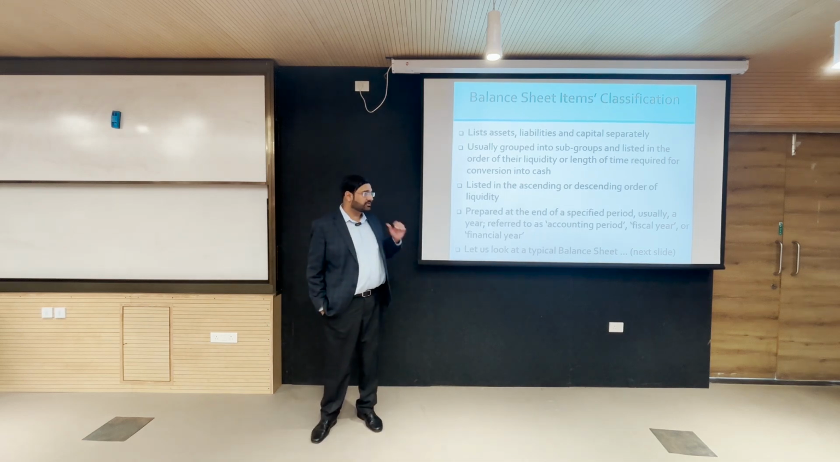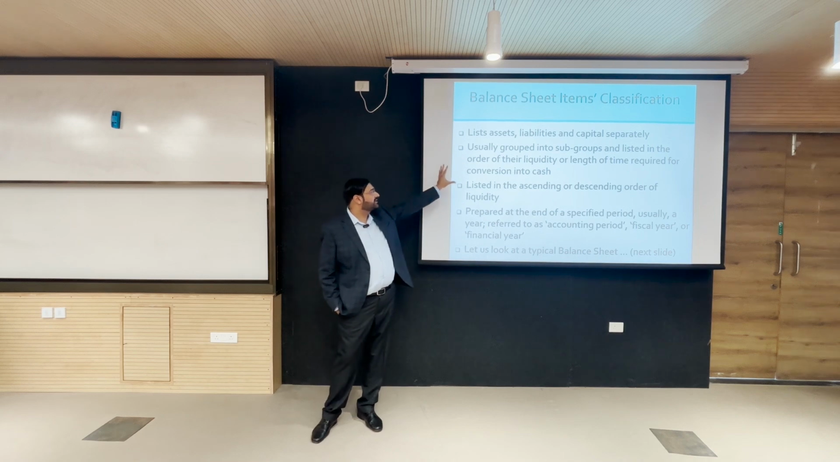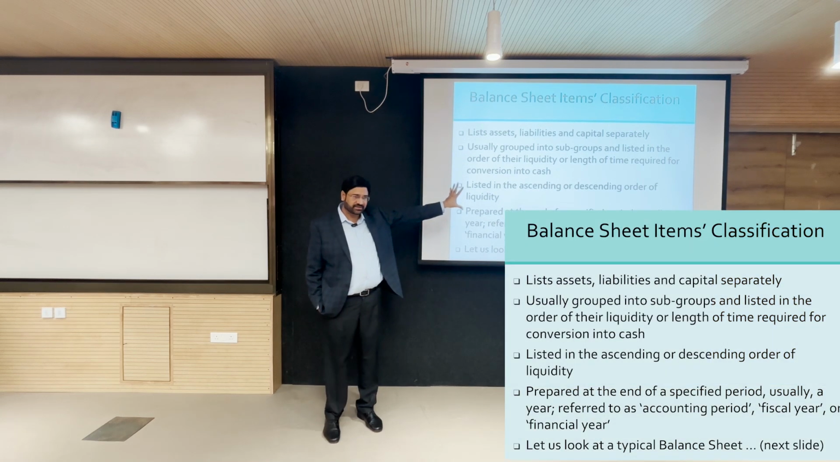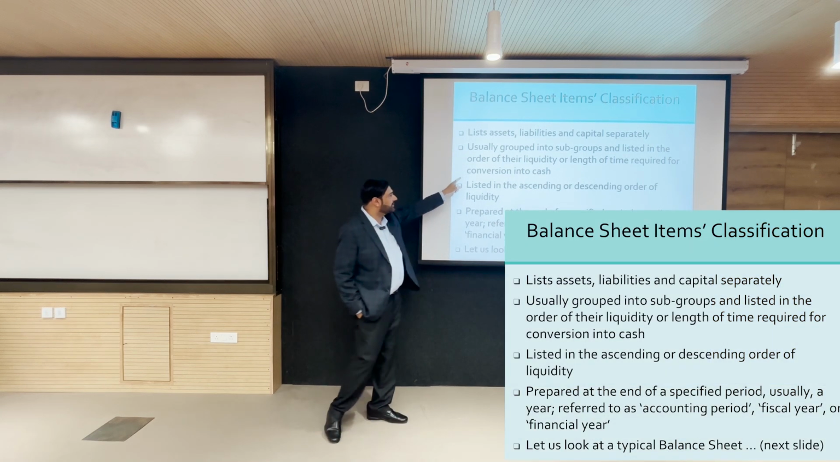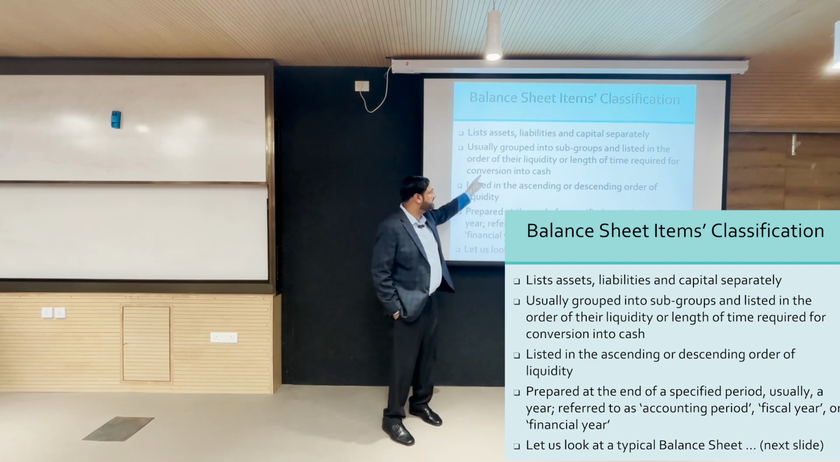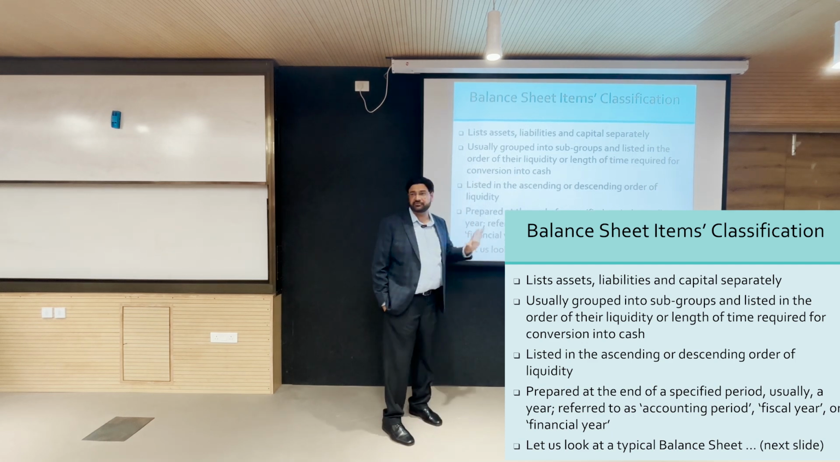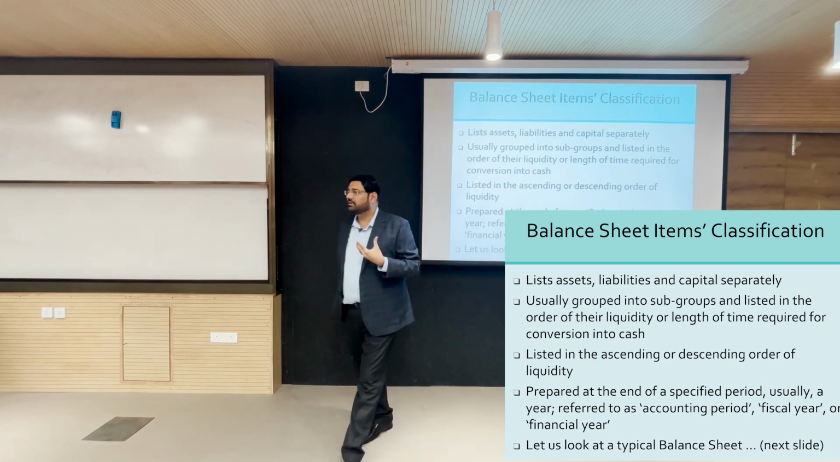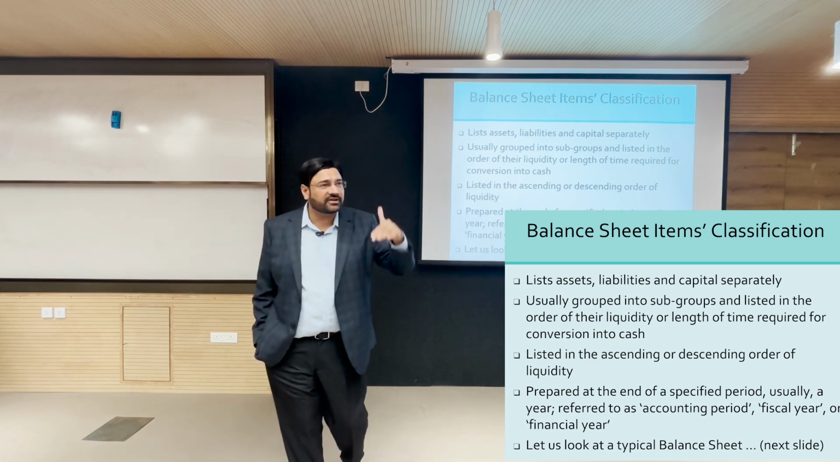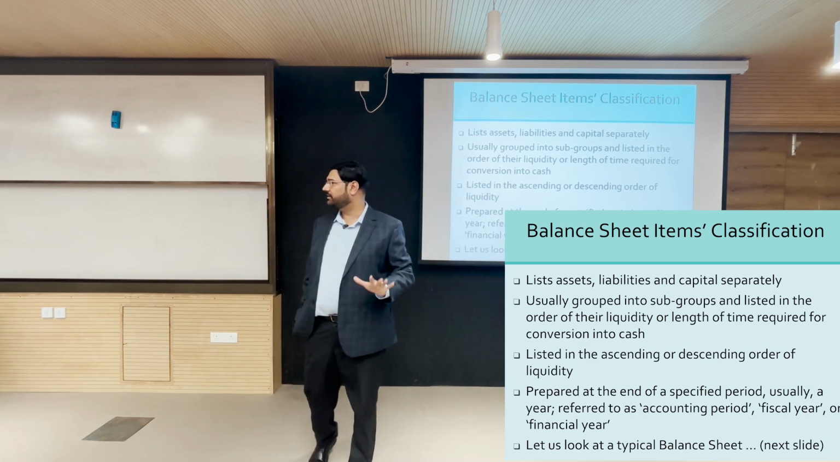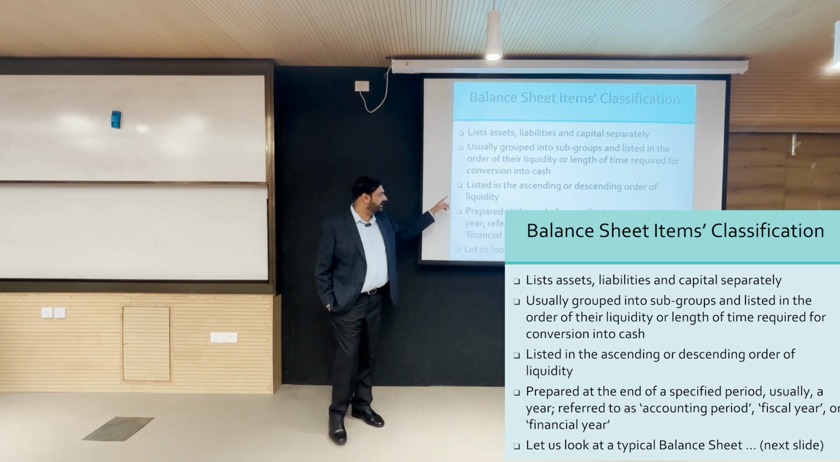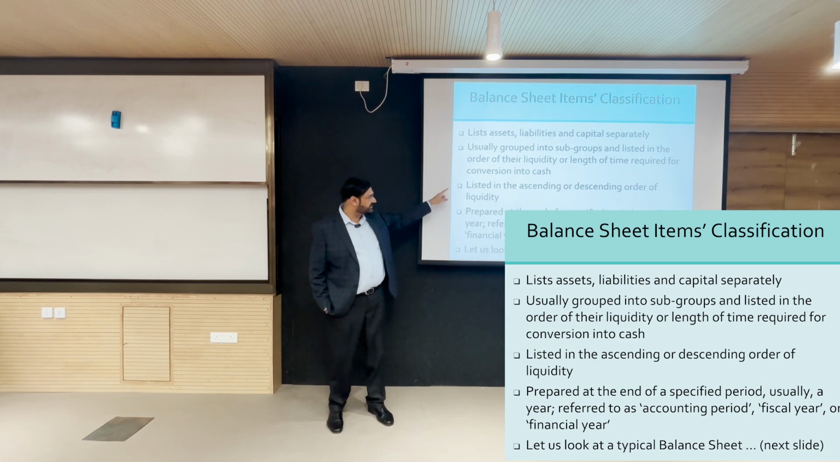So, the balance sheet lists assets, liabilities and capital separately, grouped into subgroups and listed in the order of their liquidity or length of time required for conversion into cash. So, it can be either in ascending order of liquidity or in descending order of liquidity.